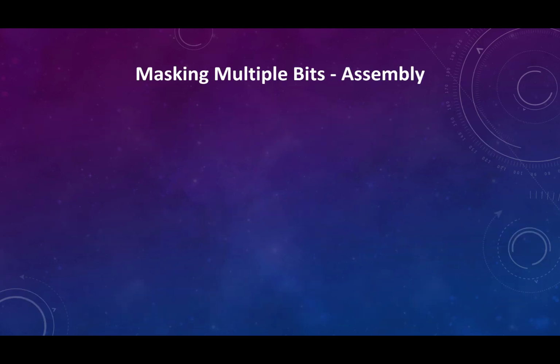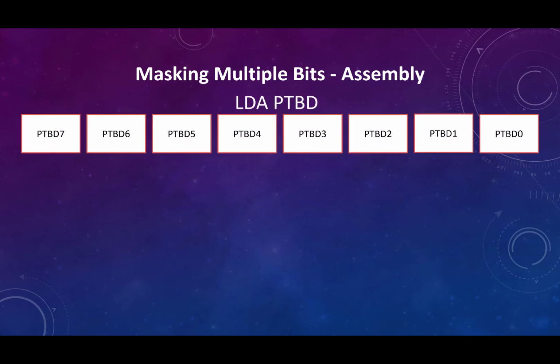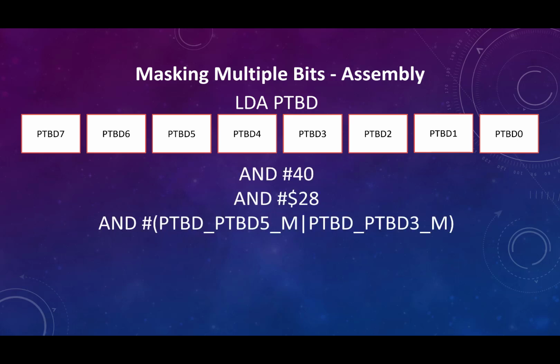Let's do the assembly for this. First, we want to load A with whatever's in PTBD. We've got to get those 8 bits loaded in the accumulator where we can work with them. Then we need to apply the mask. We can do that again, really with 3 lines of code, and you choose one. So either AND it with 40, AND it with hex 28, which is, by the way, 40, or AND it with a constant, a number, which you build up using the assembler to combine 2 masks. This, by the way, is identically 40.